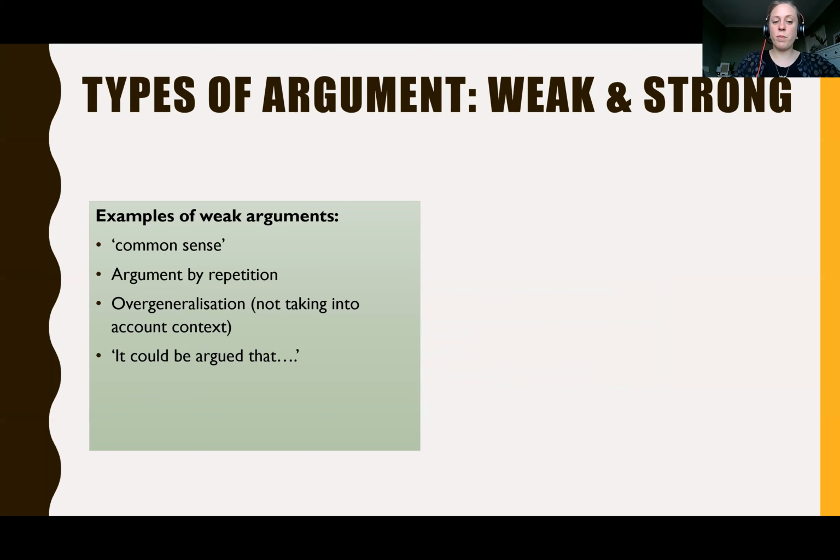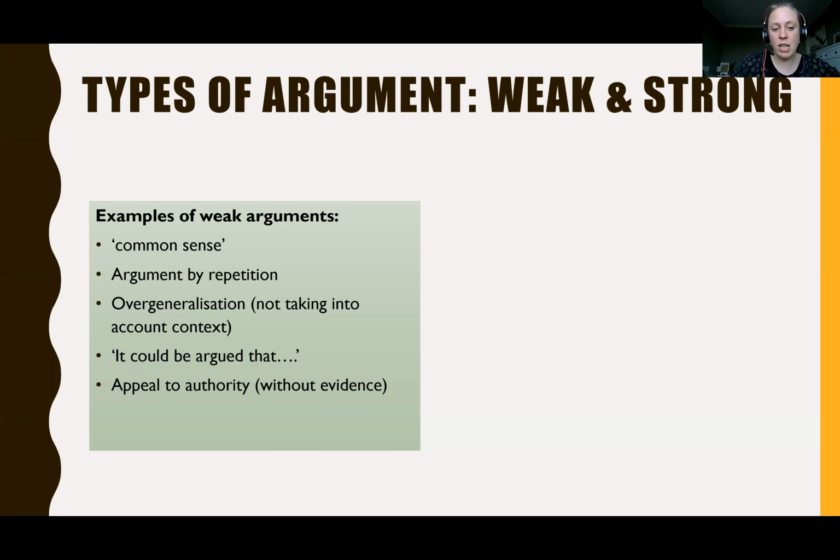The sentence, it could be argued that, without delivering the argument, or following up with the actual argument. That's similar to the argument by repetition. If you use this a lot in your own writing, it's not a terrible thing as a sentence itself, but ask yourself whether you do actually follow this up with actual arguments, with evidence, with reasons, and with claims.